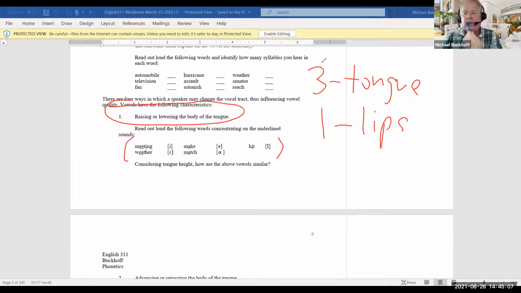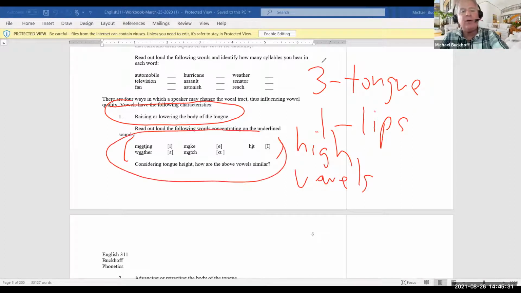But watch this. If you put a pen on your tongue or a lollipop or something on your tongue, weather, may, ma, hit, right? All those are produced when the tongue is high. So we call these high vowels. All of these typically, the height of the tongue is closer to the roof of the mouth when we produce those sounds. Some sounds are produced when the tongue is lower in the mouth, right? So we have raising or lowering the body of the tongue. That's one thing that determines the vowel quality.